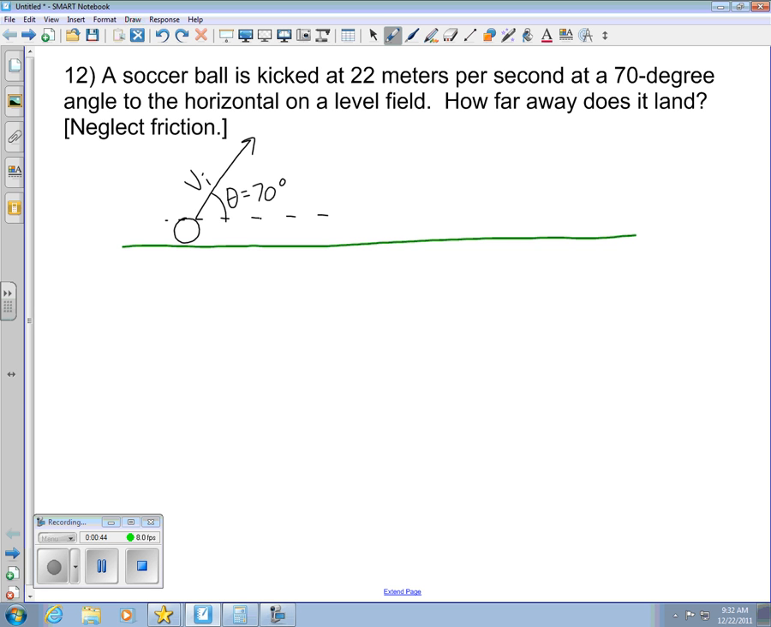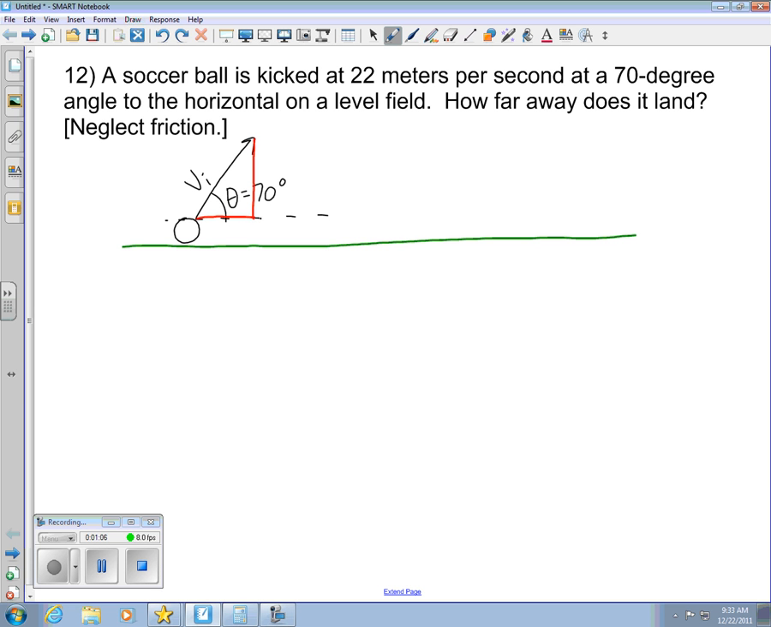Now, since they did not give us the velocity components, before we even set up horizontal and vertical UC charts, the first thing we have to do is find the vertical and horizontal components of the velocity of this ball. Okay, I'm going to start off by drawing them. I complete the right triangle where the VI is the hypotenuse. I'm going to draw in the legs here.